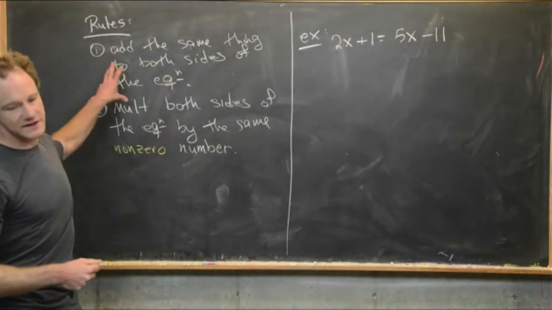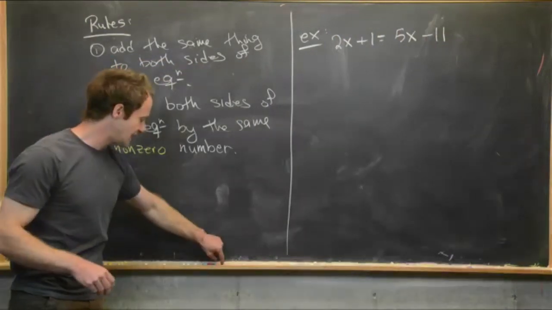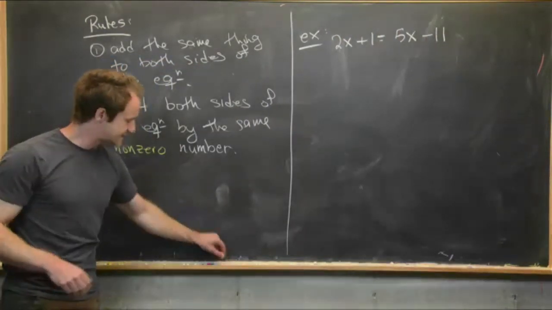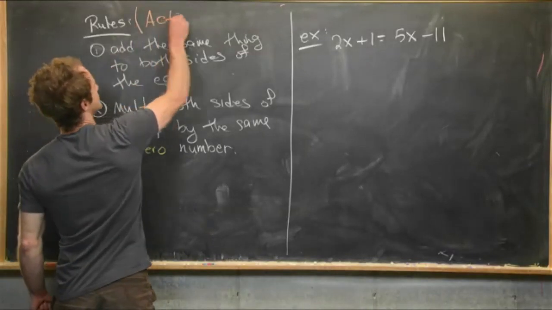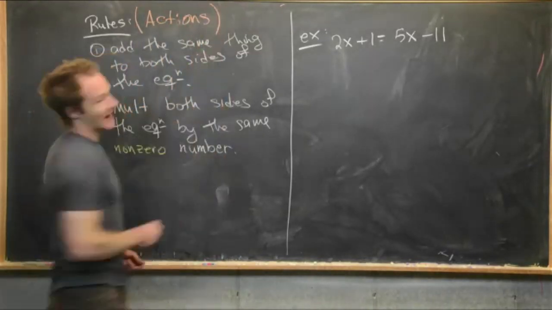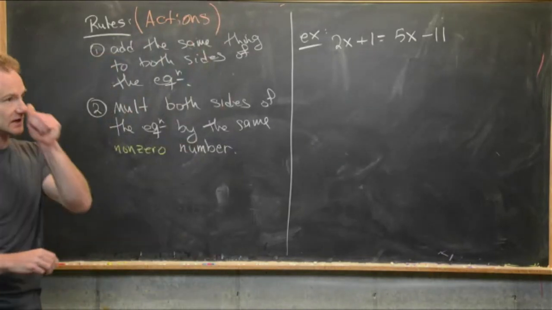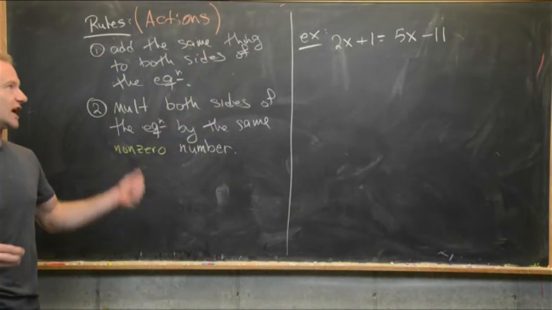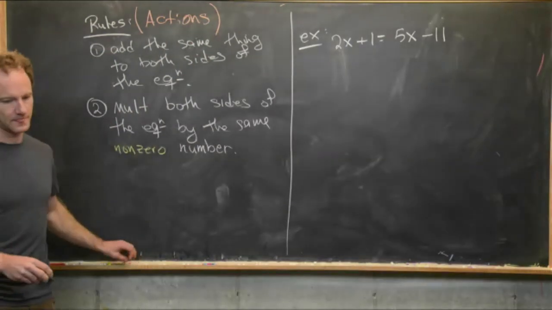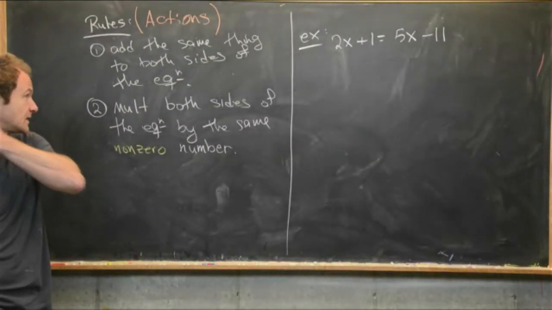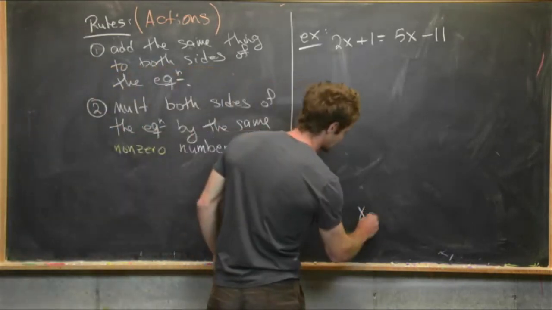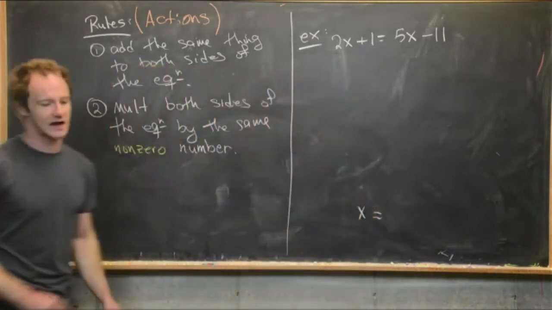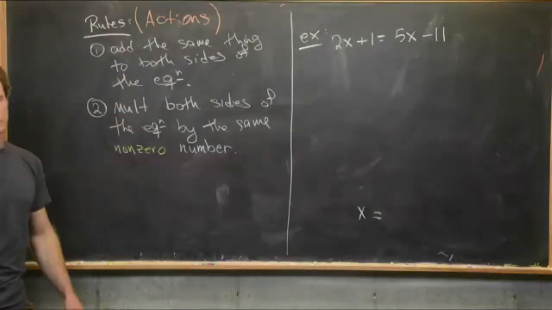So these are the only two rules, and maybe we can even rename these instead of rules. These are like allowable actions. So these are actions you can do to an equation that are allowable in that they do not change the information of what's going on. Okay, so we want to get all the x's by itself, right? So in the end, we want to have x equals something all by itself using these two rules only.